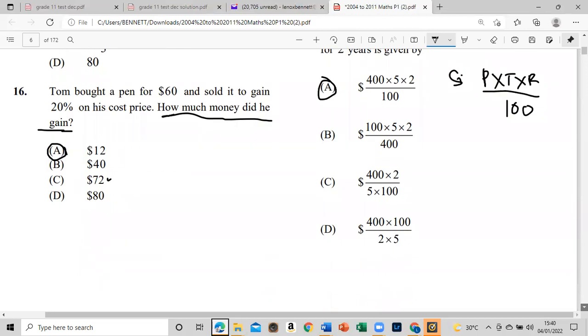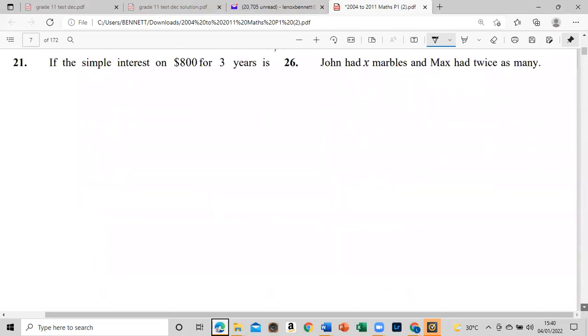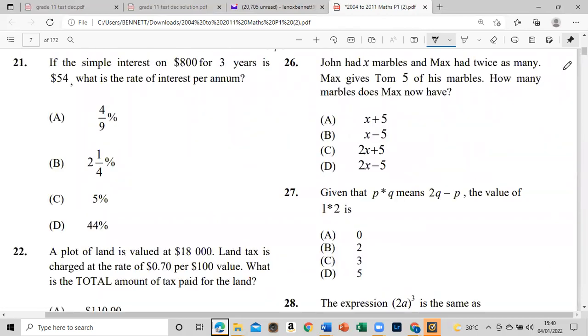Principal of 400 and so on. 21, let's go.